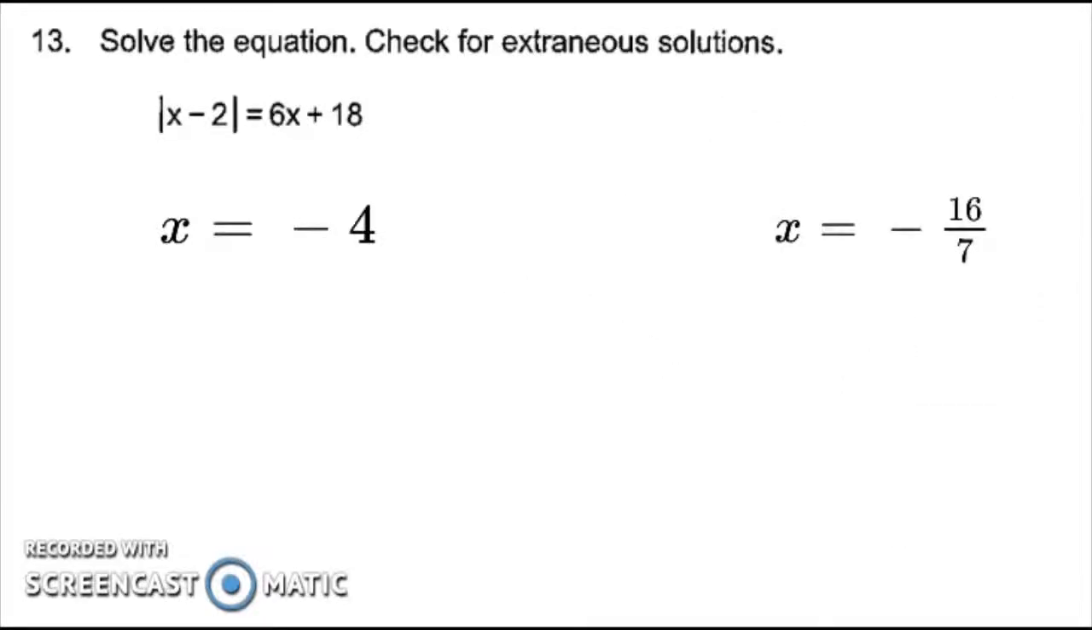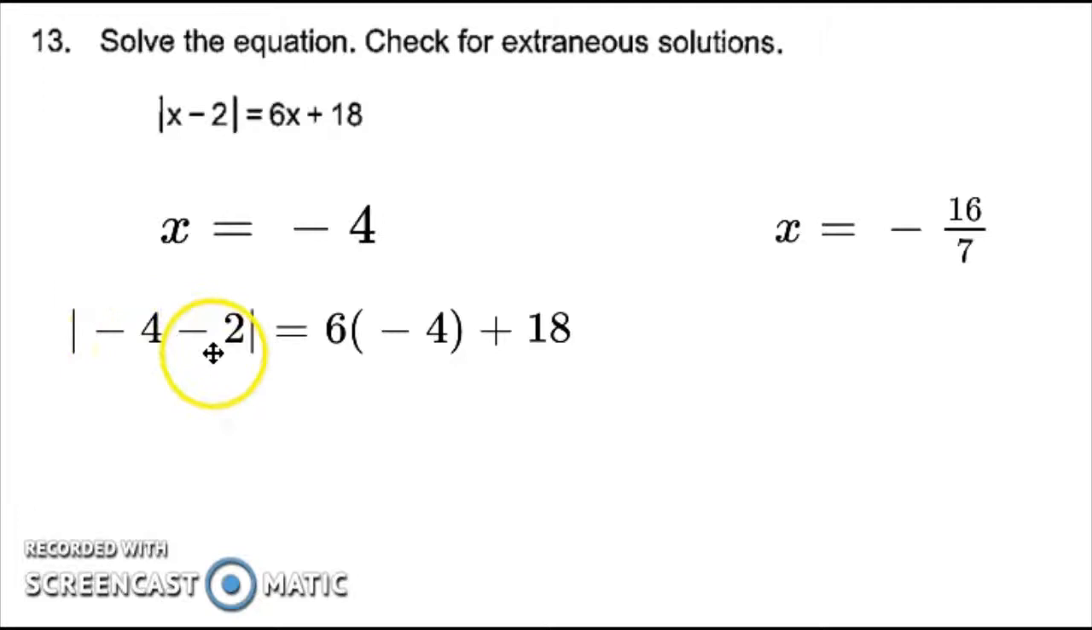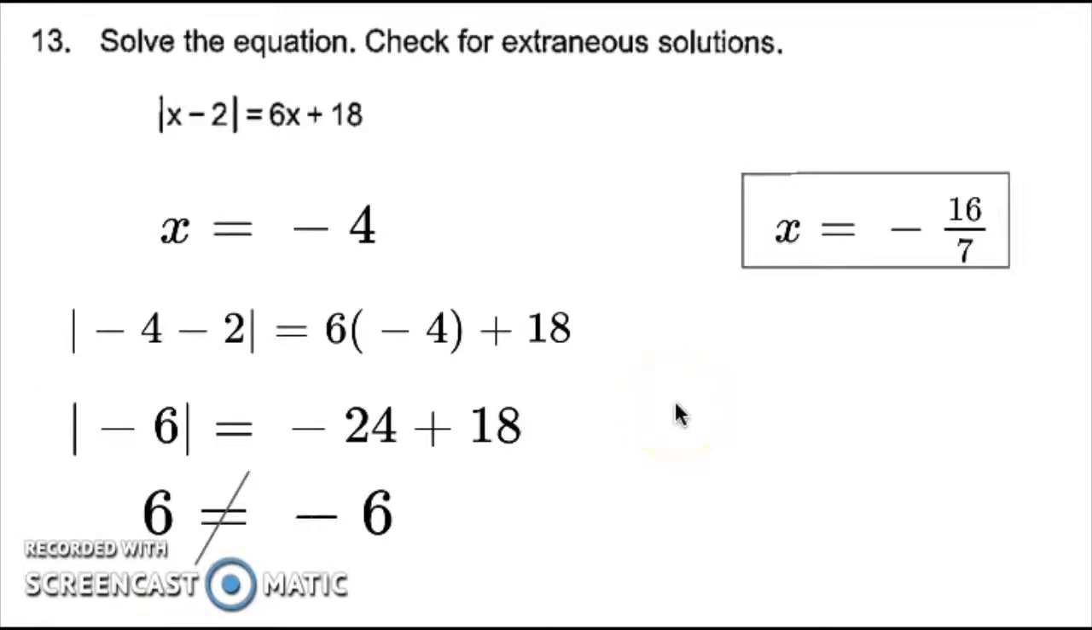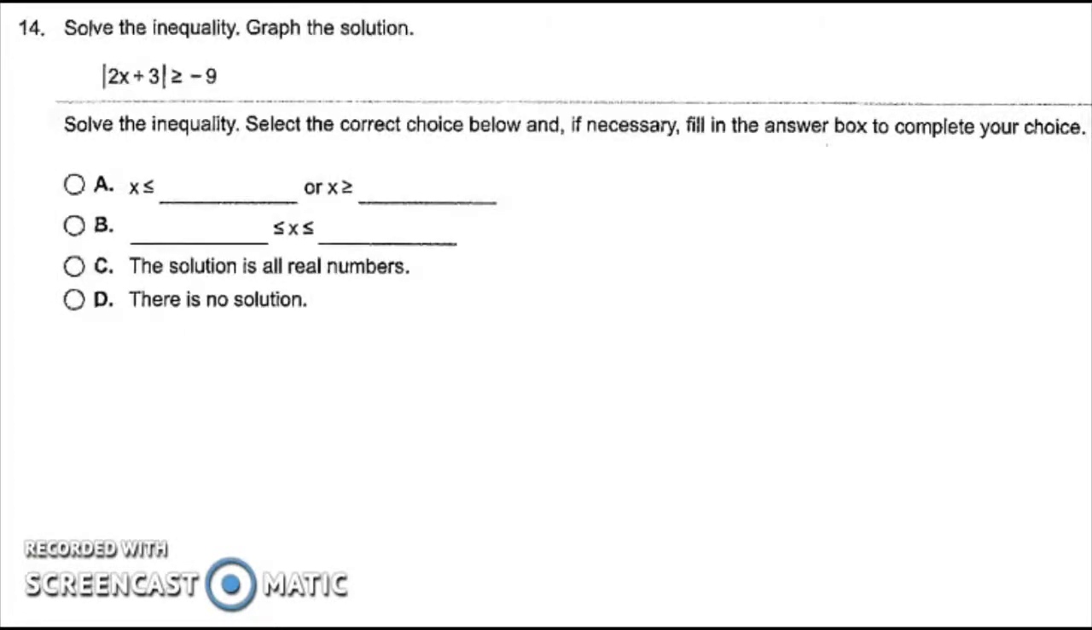Now we need to check and see which is the real solution. The one that satisfies this will be the real solution. The one that doesn't will not be. Let's try the negative 4 first. So substituting it in, we have absolute value of negative 4 minus 2, and then 6 times negative 4 plus 18. Absolute value of negative 6 is 6. Negative 24 plus 18 is negative 6. They are not equal, so that means x equals negative 16 over 7 will be my answer for number 13.